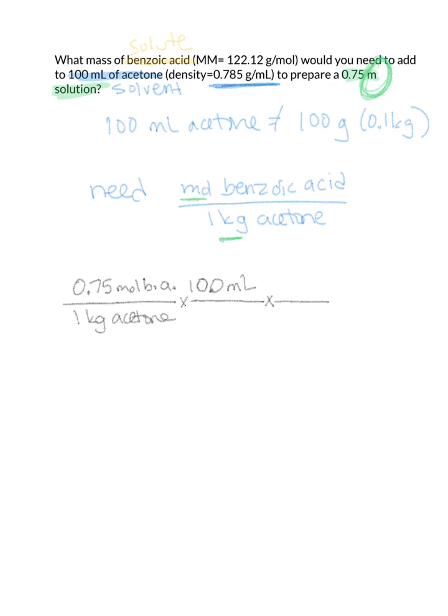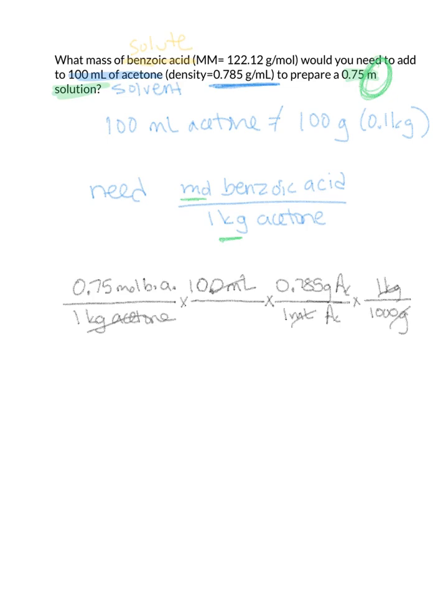Because my density, 0.785 grams in a milliliter, right, this is acetone, I'm going to use capital AC for acetone, is going to help me get to the place I need to get, because now I have 0.785, so there's my 1,000 grams in a kilogram, right? So my kilograms are canceled, my milliliters are almost canceled, there they are.